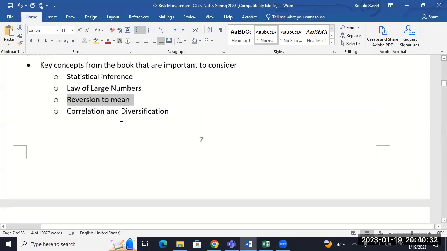What reversion to the mean says is that when something gets well above its average, it's more likely to be below average going forward than above average going forward. I'm a big believer in reversion to the mean.